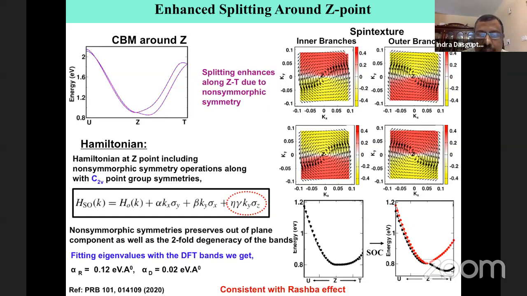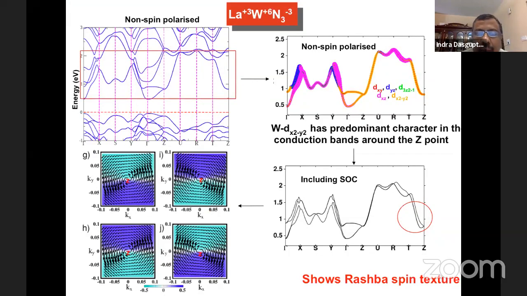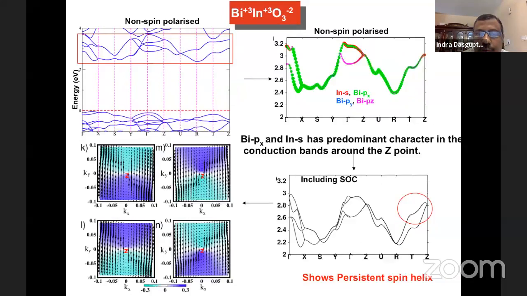Well, with this, let's make some more progress. What I've shown you is that for this lanthanum tungsten nitride, if I look at the conduction band and concentrate at the Z point, the character of the band at the Z point is predominantly tungsten d x square minus y square. Once you apply spin orbit coupling and look at the spin texture, it is of a Dresselhaus Rashba kind.